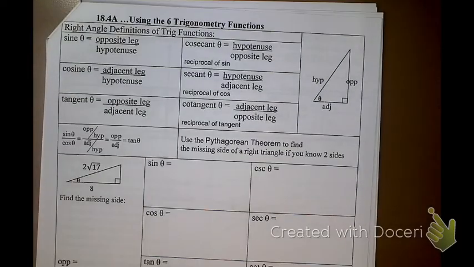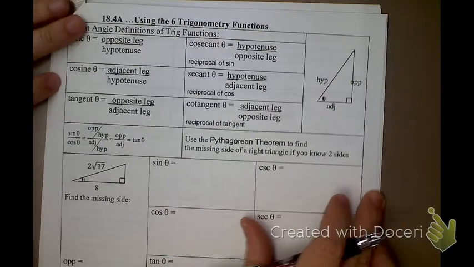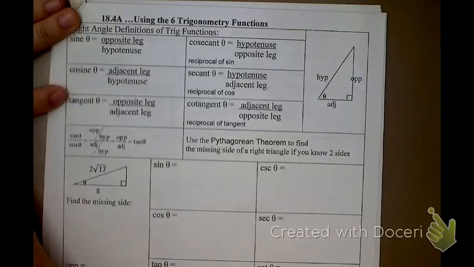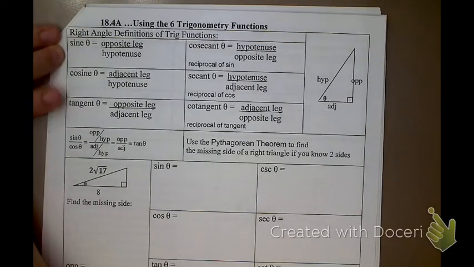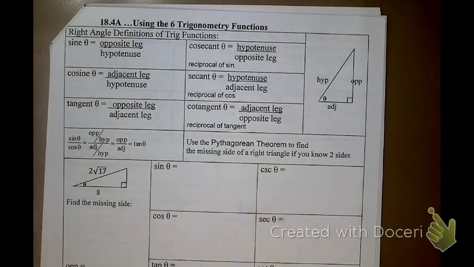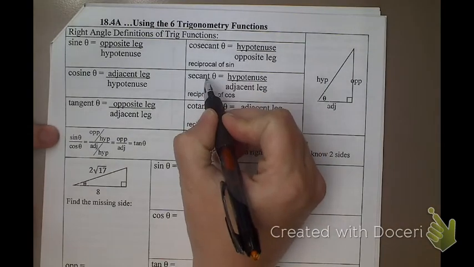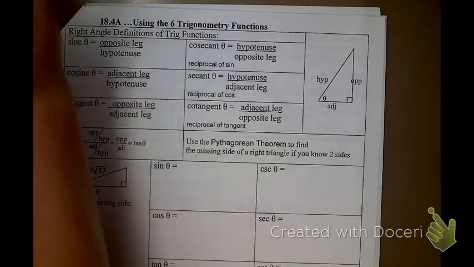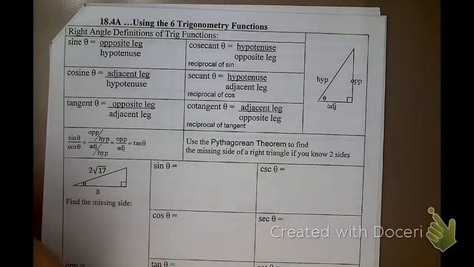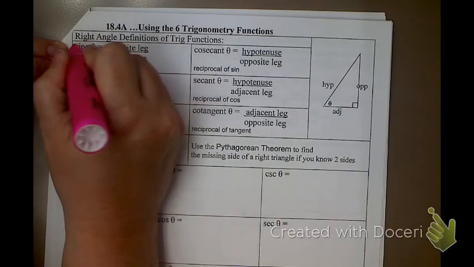So here we go with 18.4a. We've got three new trig functions. Sine, cosine, and tangent are not the only ones that there are. So we have these things called reciprocal functions, which are cosecant, secant, and cotangent. And we're going to focus on those in triangles for right now. But I need to show you how they're paired up.